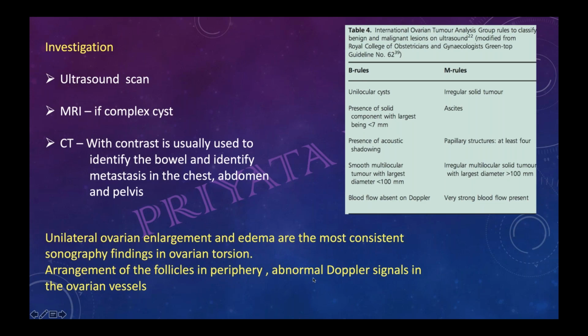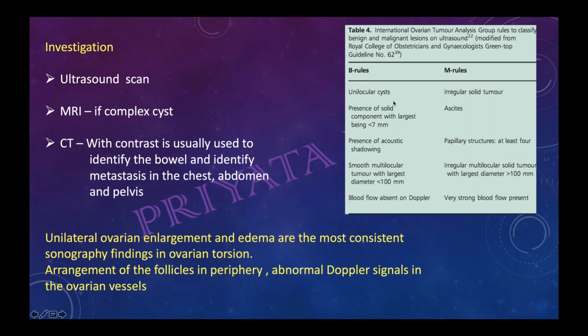And if it is a very delayed condition, then there would be Doppler signals, maybe the Doppler signals may be absent. In the initial stages, if you see the Doppler signal, because of the torsion, the pattern is called a whirlpool pattern. If you do color Doppler in the early stages, the vascularity shows the whirlpool sign. So these are the ways of investigation.